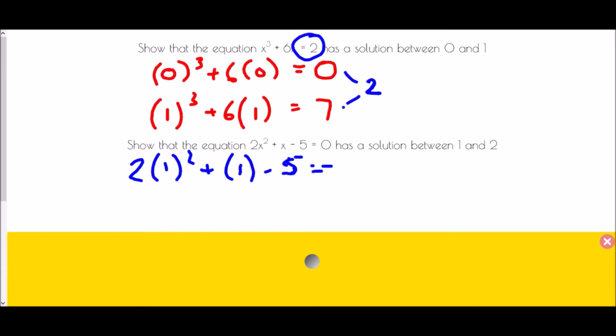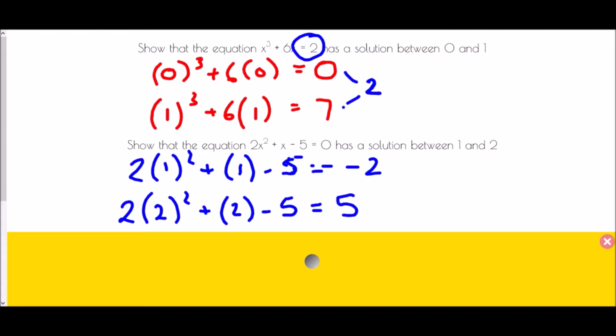But 1 squared is 1, so 2 times 1 is 2, plus 1 is 3, take away 5 is negative 2. If I do the same with the number 2, so 2 lots of 2 squared plus 2, take away 5, well, that gives me 8 plus 2 is 10, take away 5 is 5. And again, if we have a look at the answer we were expecting, it was 0. Well, 0 is in between these two values.